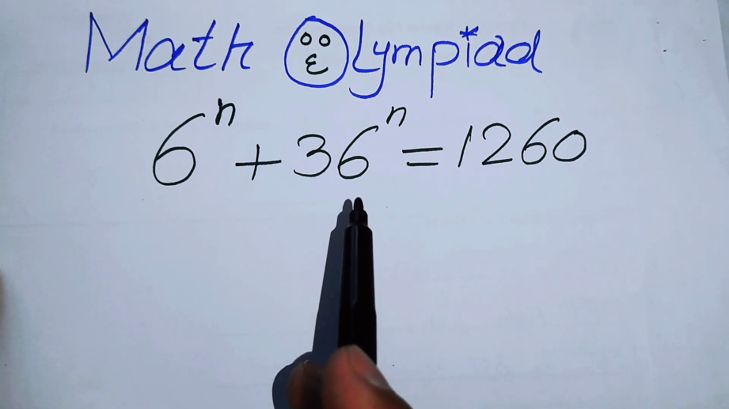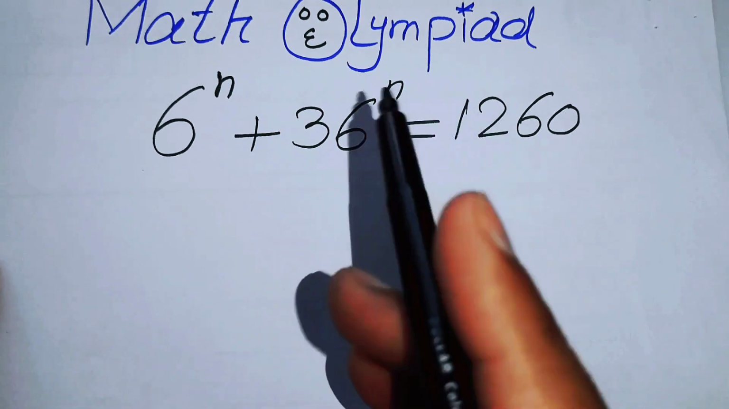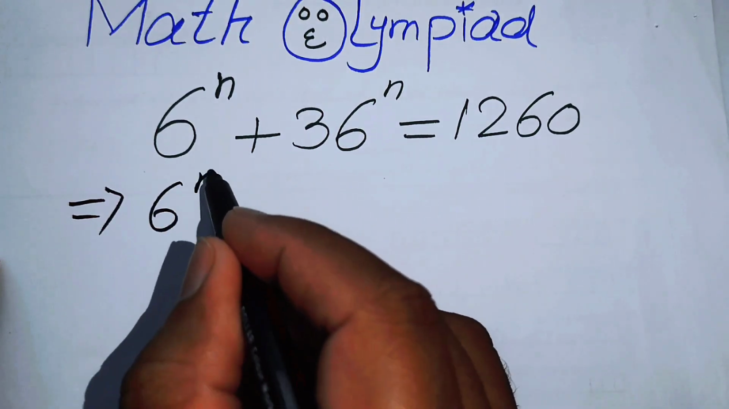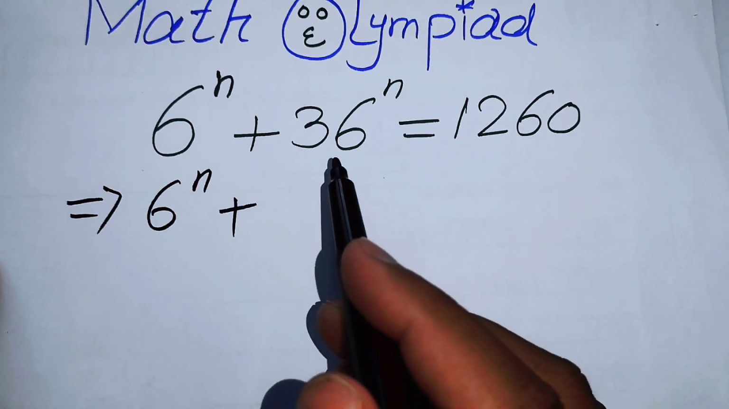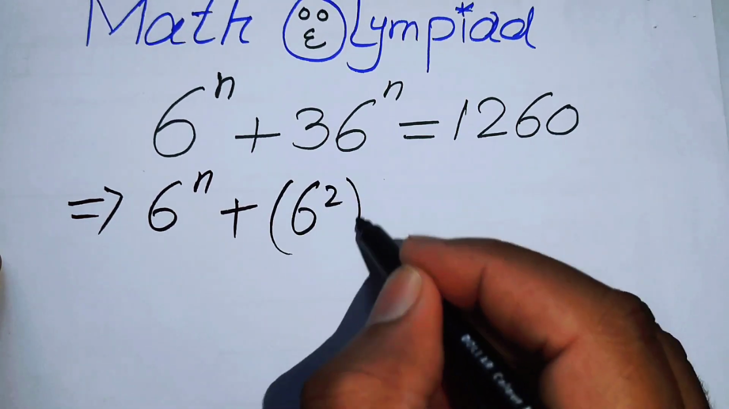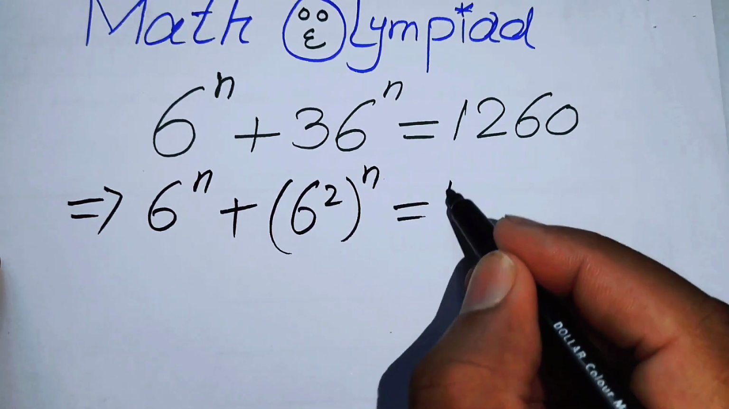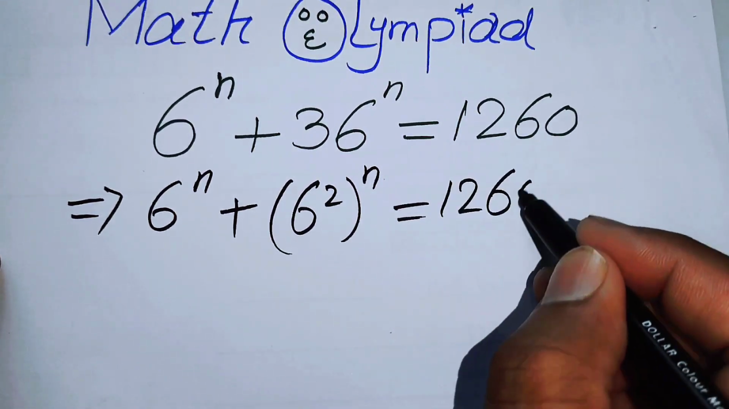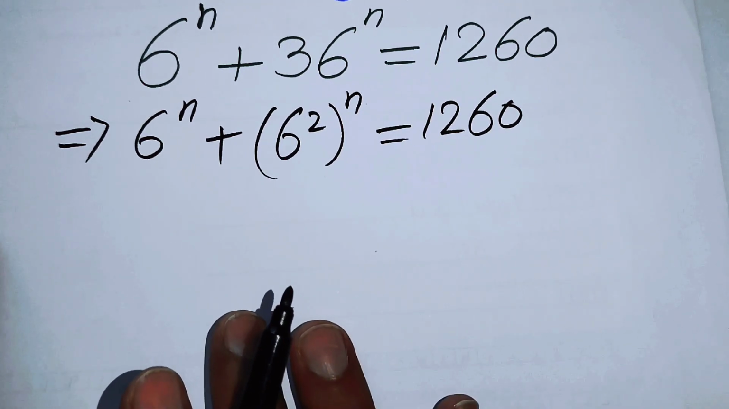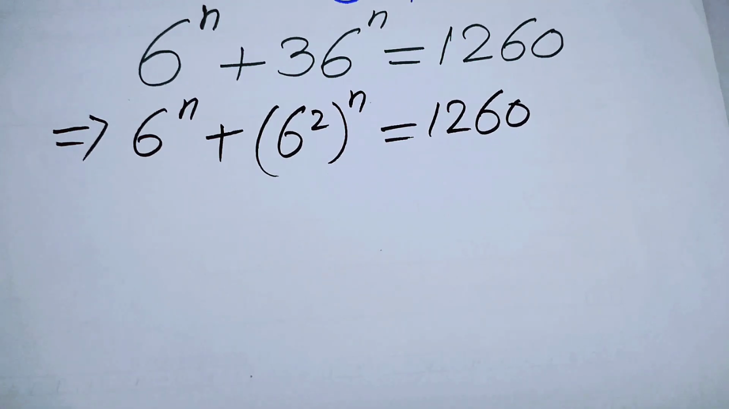So the very first thing we are going to do is rewrite this equation as 6 to the power of n plus, here you have 36, and we can write it as 6 squared and its whole power n is equal to 1260. After this step I can use the nice exponential law, and you know about this law.